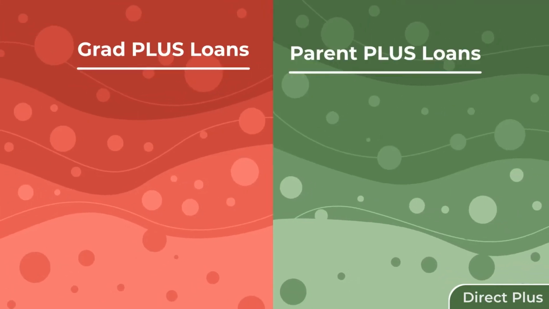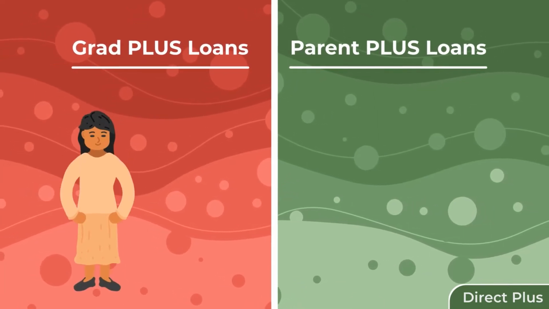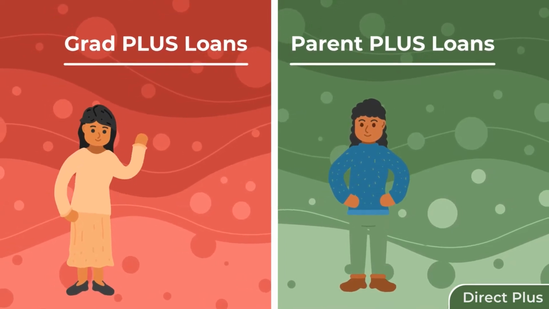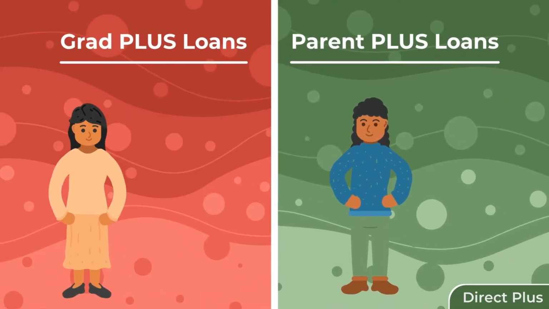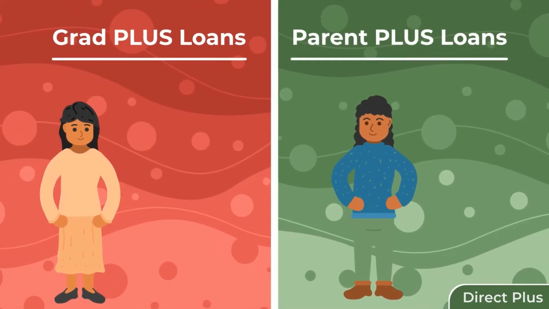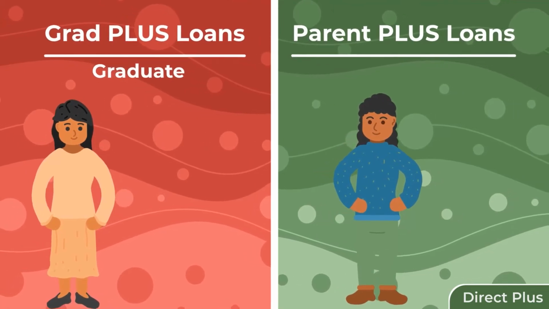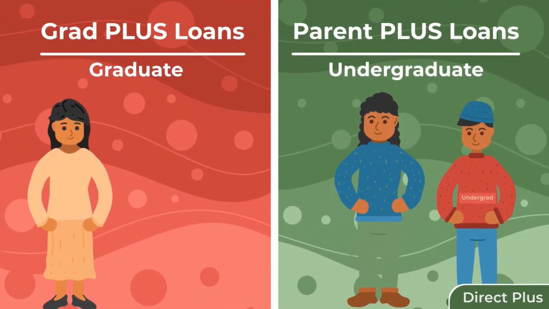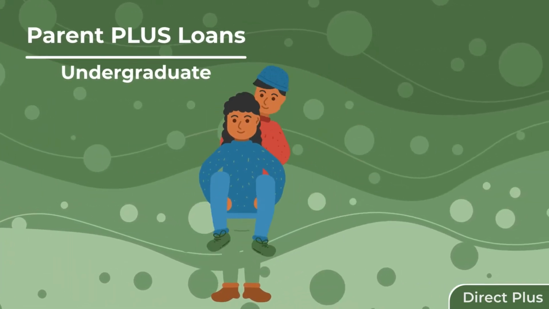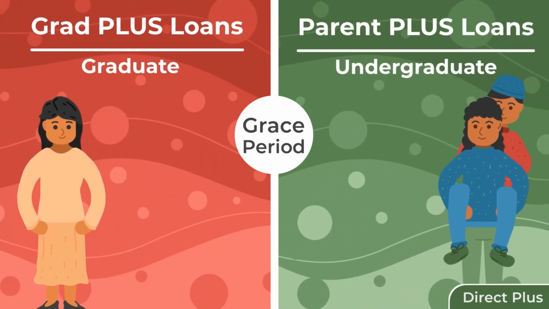So let's talk about the differences between these two subtypes. The first difference is who the borrower is. Logically, the grad plus loan is taken out by the student, while the parent plus loan is taken out by the parent of a student. Another difference is that grad plus is for graduate degree seekers and parent plus is just for undergraduates. In order to qualify for the parent plus loan, the student must be claimed on the parent's taxes as a dependent. The last difference is in the grace period.